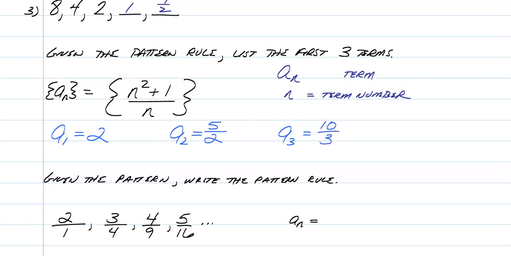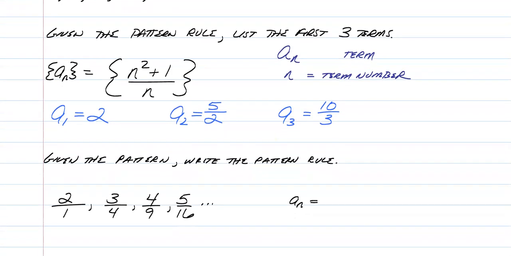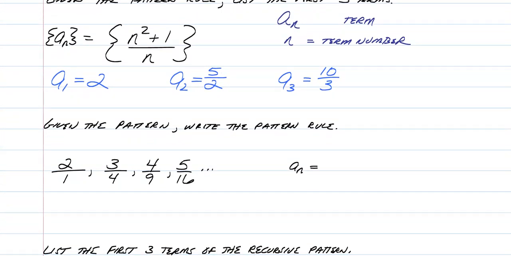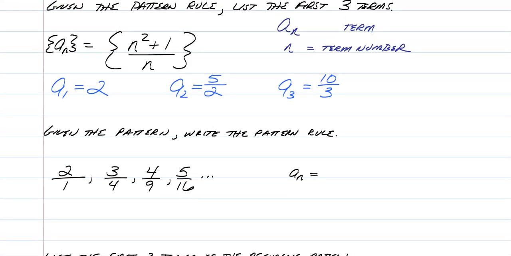So that is an example of a pattern rule where all you have to do is plug in the number of the term, and that will give you the term. Okay, so 3 is the term number. A sub 3 is equal to 10/3. It's the value. Okay? So, working backwards, here is another pattern.